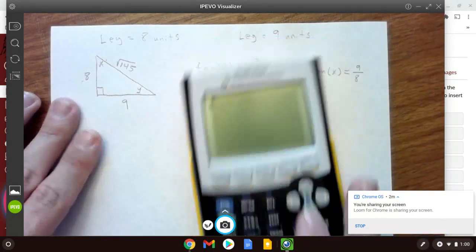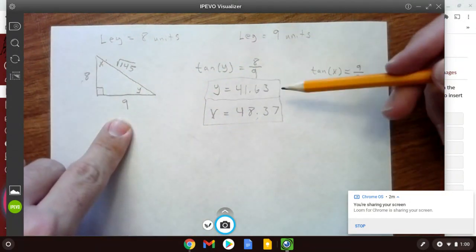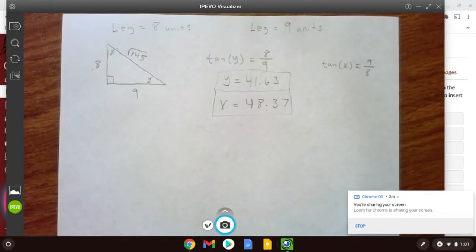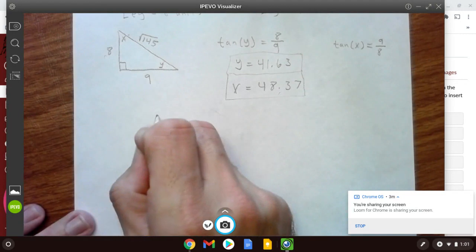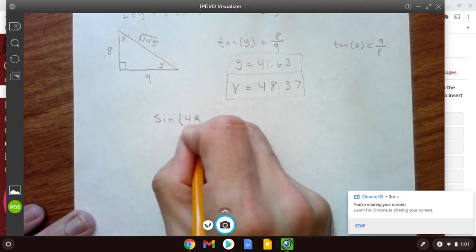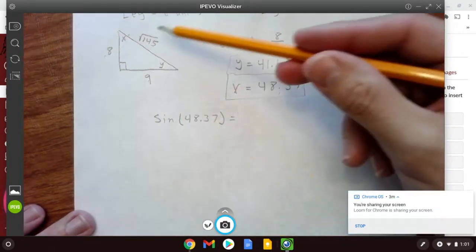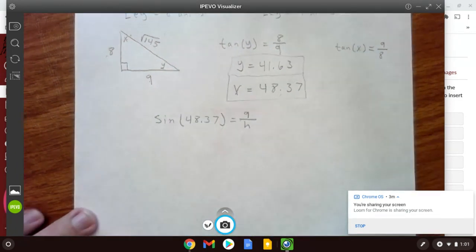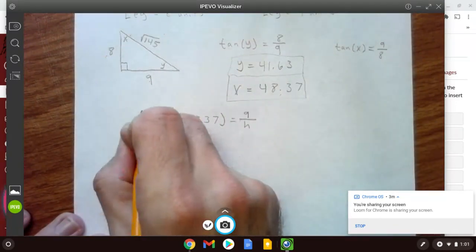All right, the other way that you could have done it is because you know the values of y and x, you could have set up a little trig equation to work it out that way. So for instance, let's say I used x here. So if I did sine of x, and x is 48.37, that's going to equal opposite over hypotenuse, which was the one I was solving for. So 9 over the hypotenuse. And then you could solve this, multiply by h. So you'd have h over there.